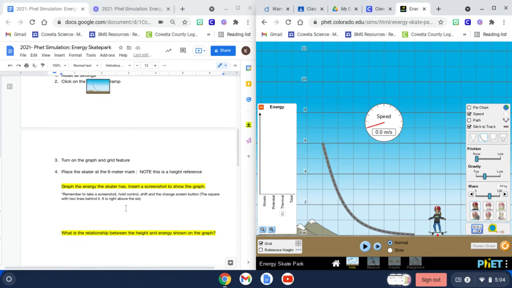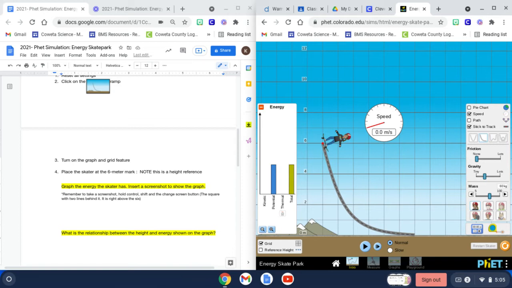It says, then place the skater at the 6-meter mark. Notice it's a height reference, so it's the height of your ramp. So we're placing our skater at the 6-meter mark. Then it says, graph the energy the skater has. Insert a screenshot. So you are going to take a screenshot. You are going to hit Control, Shift, and the button above the number 6. It's a little box with 2 lines after it.